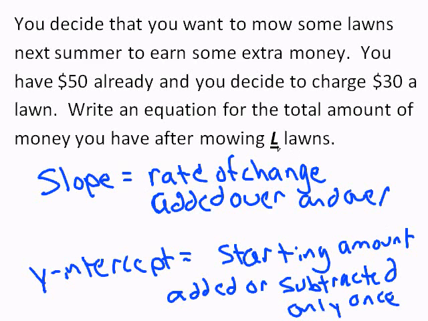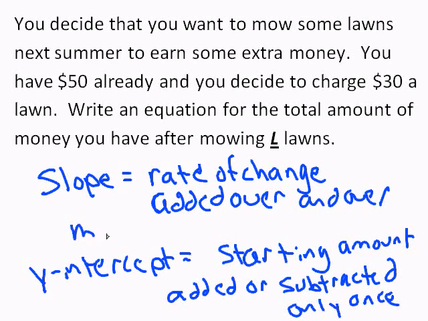So if we're looking at this problem situation, which amount is added over and over again? So you're earning money. What are you adding over and over again? And what are you adding or subtracting just once? Let's read back through it. You decide you want to mow some lawns next summer to earn some extra money. You already have $50, and you decide to charge $30 a lawn. Write an equation for the total amount of money you have after mowing lawns.